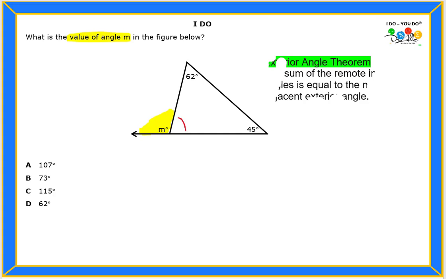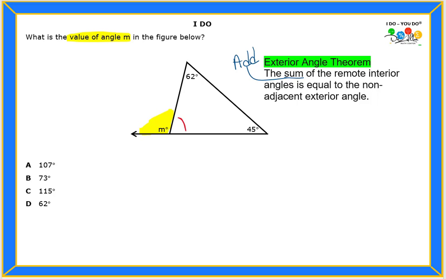So we're going to read a statement, and hopefully by now you can remember part of it already. It says, the exterior angle theorem states that the sum of the remote interior angles is equal to the non-adjacent exterior angle. Okay, so let's analyze what it means. It says the sum. Well, what does it mean by sum? Sum means that I am going to be adding. Very good, right? That's basically what it means.